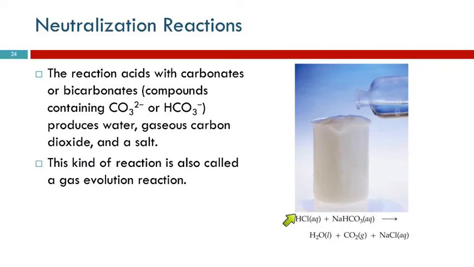So here we have HCl and baking soda, sodium hydrogen carbonate. And they're going to form, kind of as an intermediate, H2CO3 plus sodium chloride. But H2CO3 isn't stable, it decomposes into H2O and CO2. So this is an example of a neutralization reaction which would not have that common net ionic equation, because it's also gas evolution.